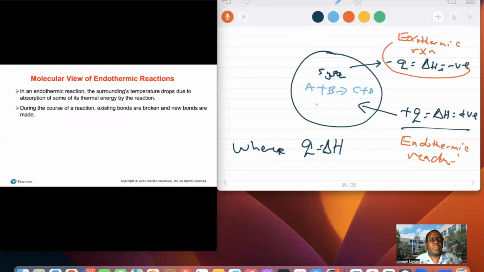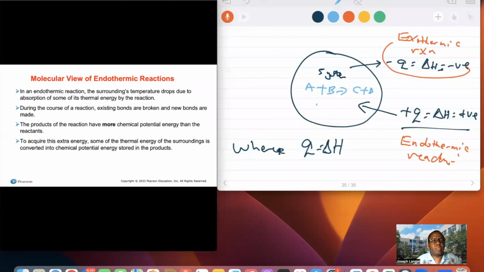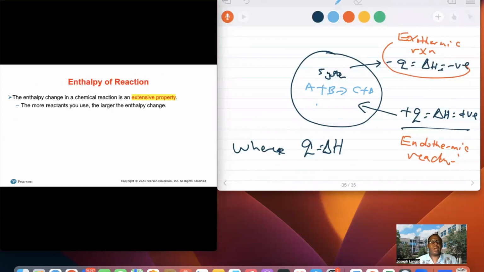During the course of the reaction, existing bonds are broken and new ones are formed, but the product of the reaction has more chemical potential energy than the reactant. That's the key difference between endothermic and exothermic. To acquire extra energy, some of the thermal energy of the surroundings is converted into chemical potential energy stored in the product. It explains why we have higher energy for the product.